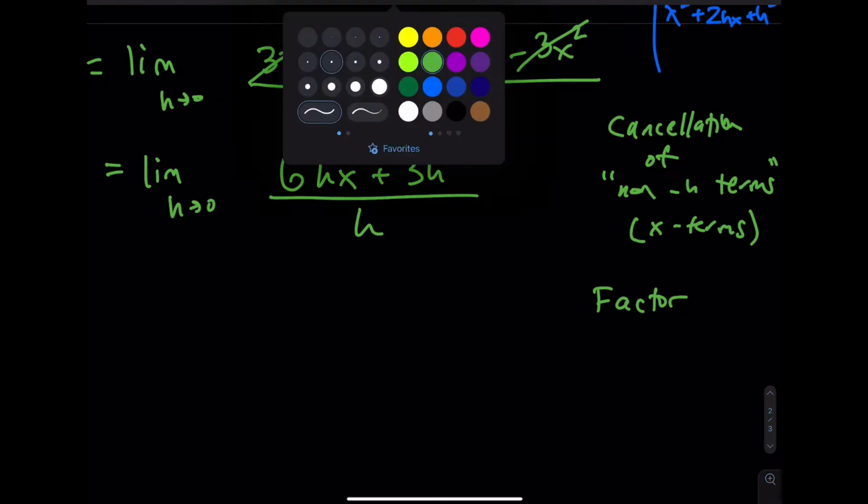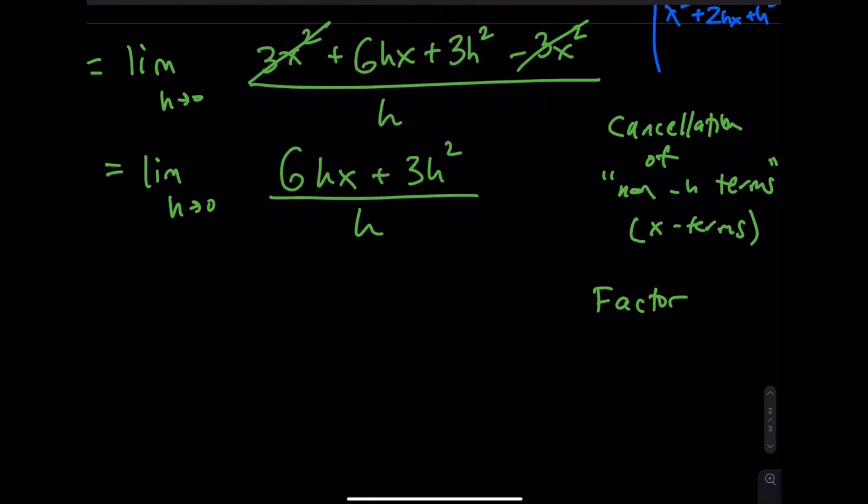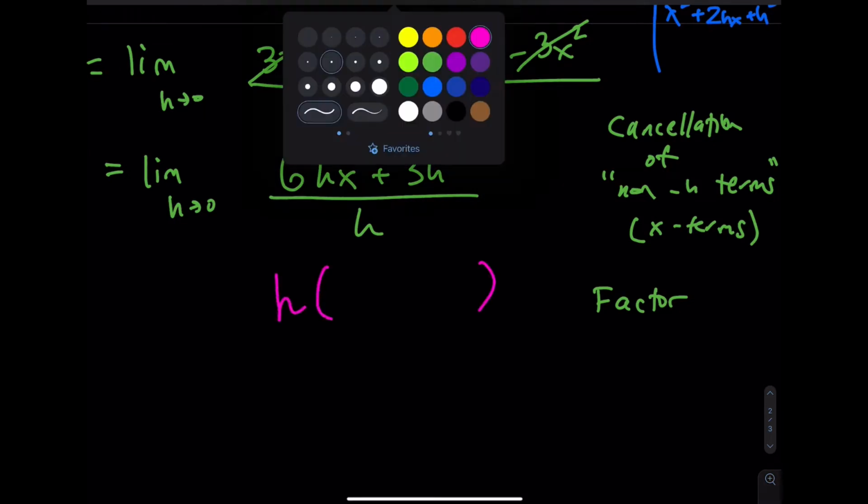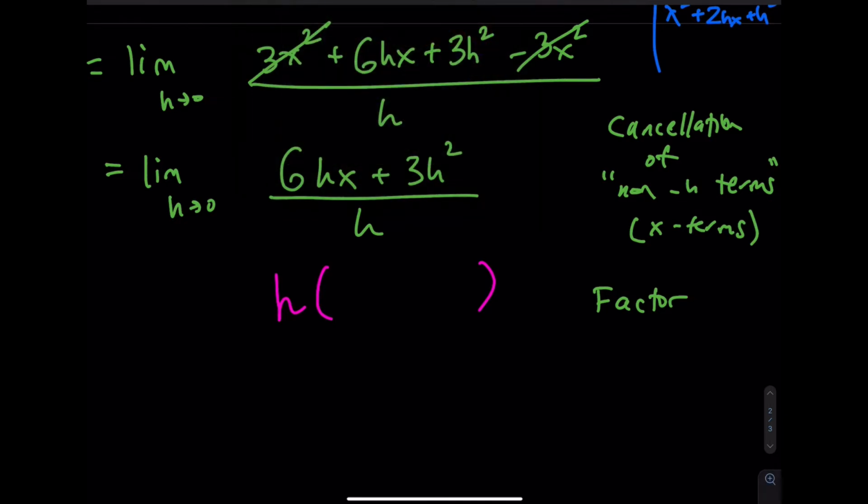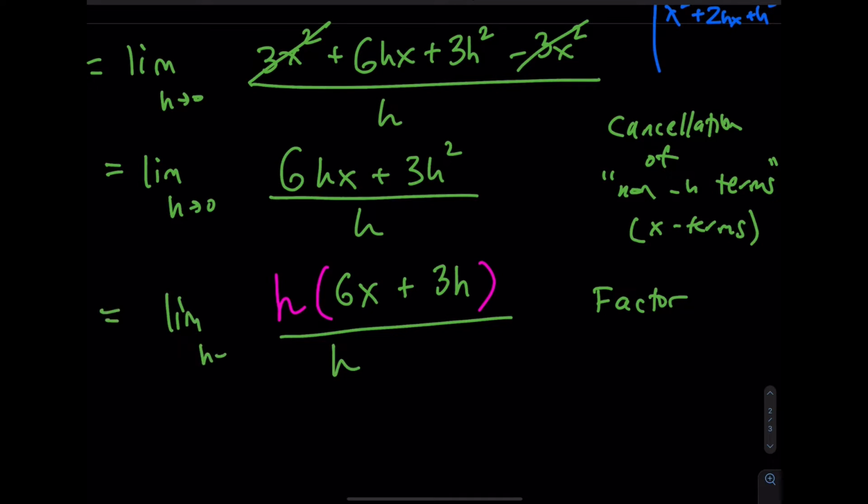So let's give this a whirl, shall we? What we can do is pull out an h from the numerator, and that's really like a checkpoint. If we factor out h from 6hx, h times 6x is 6hx, and h times 3h is 3h squared. And so we're just going to keep going with this.